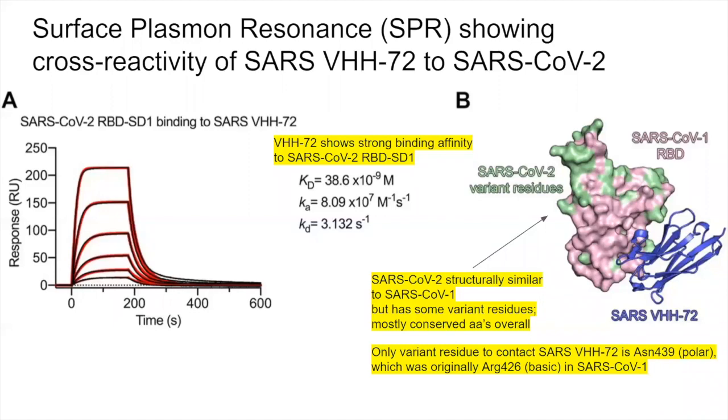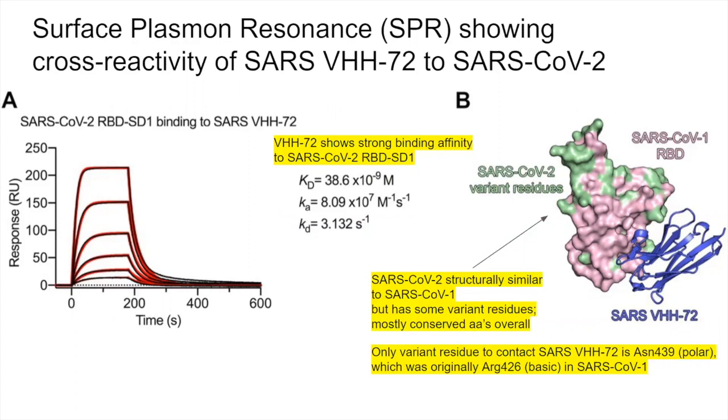So after finding the crystal structure of the binding interaction between SARS VHH72 and SARS-CoV-1, the research team wanted to investigate whether or not VHH72 can cross-react to SARS-CoV-2. In other words, can VHH72 bind to CoV-2 and not just CoV-1? And this is because, as you see in figure B, SARS-CoV-2 is very similar to SARS-CoV-1, and SARS-CoV-2 is what causes coronavirus 19.